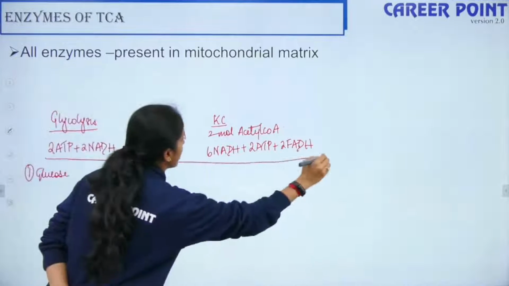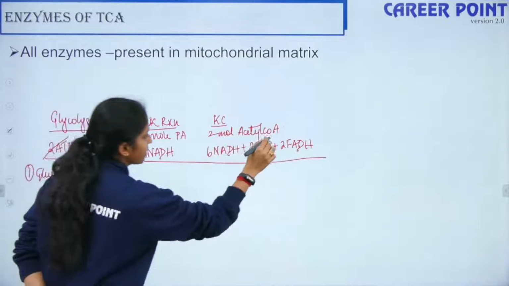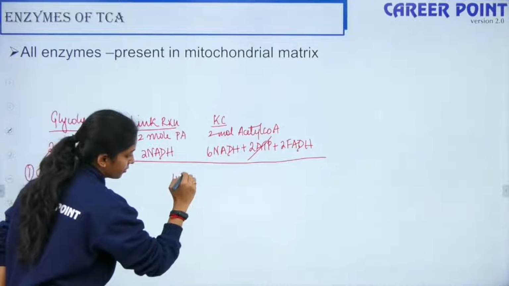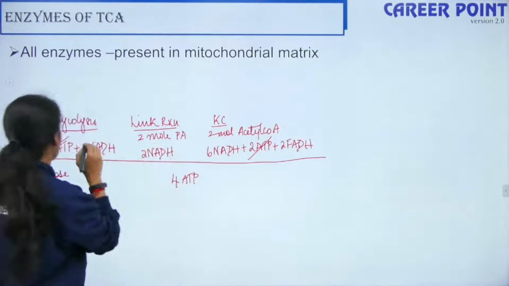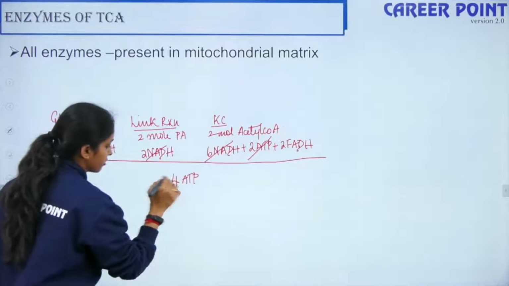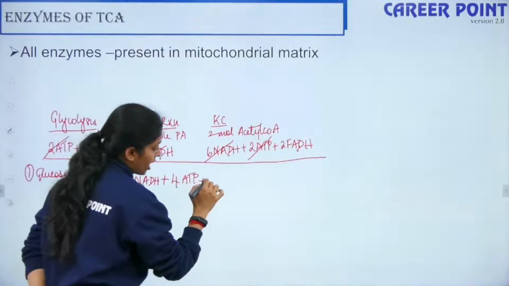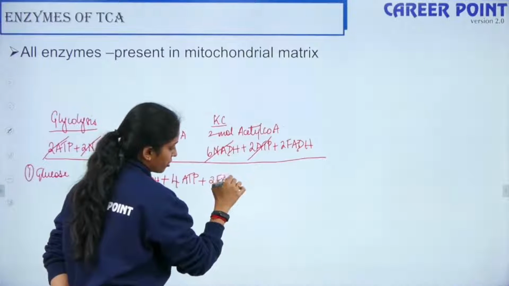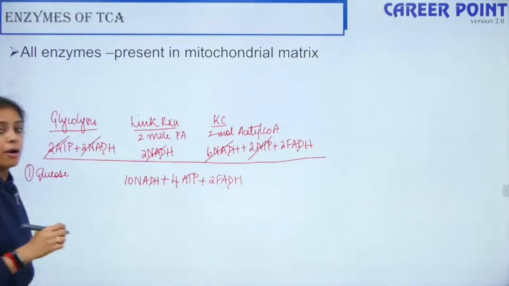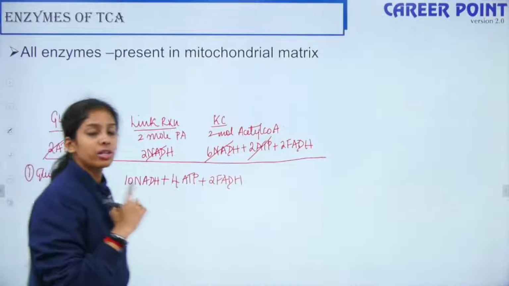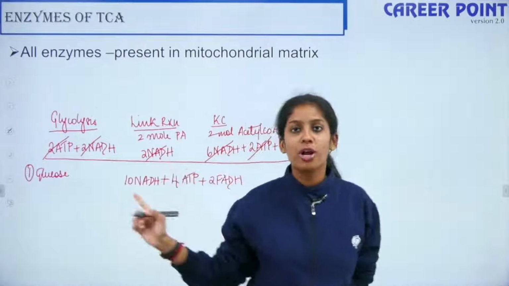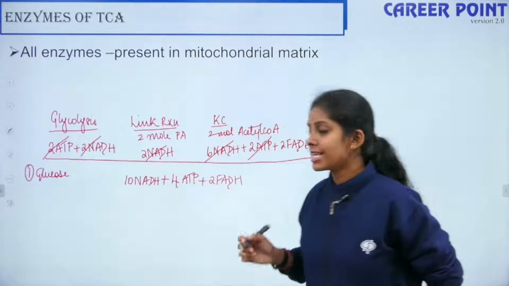So we'll count all the ATPs. So we have 4 ATPs, we have 10 NADH, and we have 2 FADH. So this is the amount of energy that is obtained from the respiration or the oxidation of one molecule of glucose. All right.